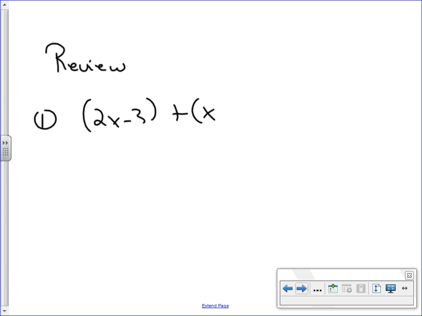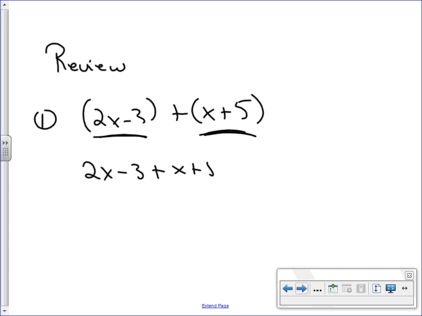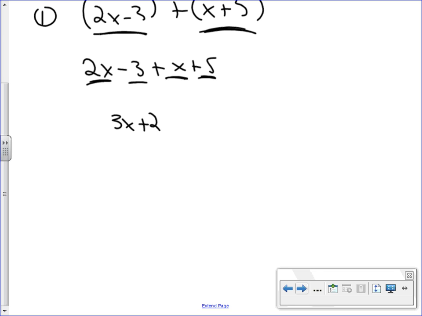plus x plus 5. Now we have some new language that we can use with this. We say this has two terms. This is called a binomial. And this has two terms. It's called a binomial. So I am adding binomials. But it's the same thing we did in the fall. Those parentheses are not doing anything, so we can take them off. And then we're going to add the 2x and the x. That's 3x. And then the negative 3 with the 5, and that's plus 2. And pretty much you just have to watch out for your signs. That's the thing that we make the most mistakes on in these problems.